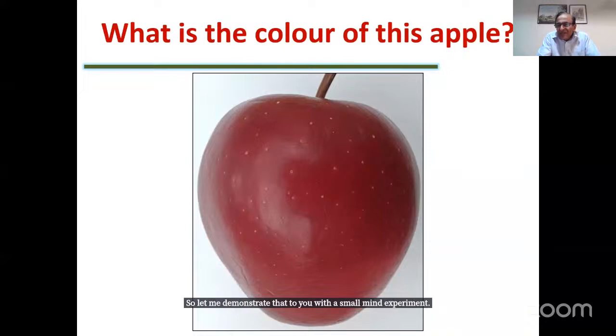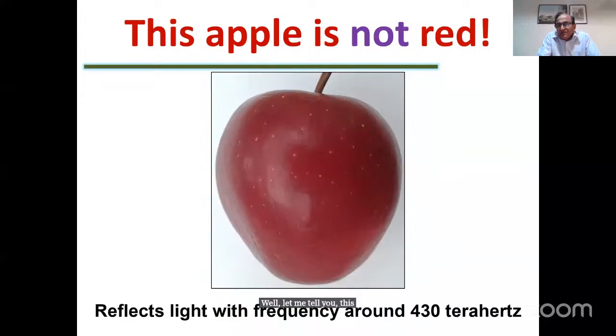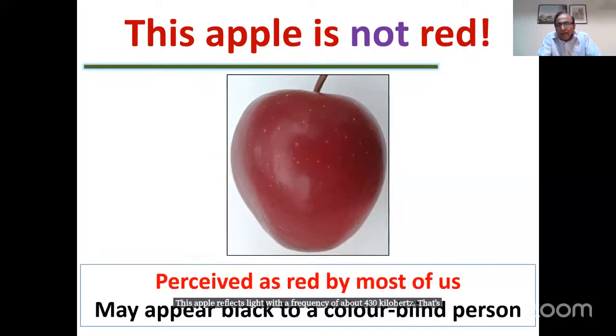So what's the color of this apple? Well, let me tell you, this apple is not red. This apple reflects light with a frequency of about 430 terahertz. That's what Google tells me. And so it is perceived as red by most of us. But if you have a colorblind person, this apple could be black or green, depending on the type of colorblindness, and they are just as right as I am when I say it is red.